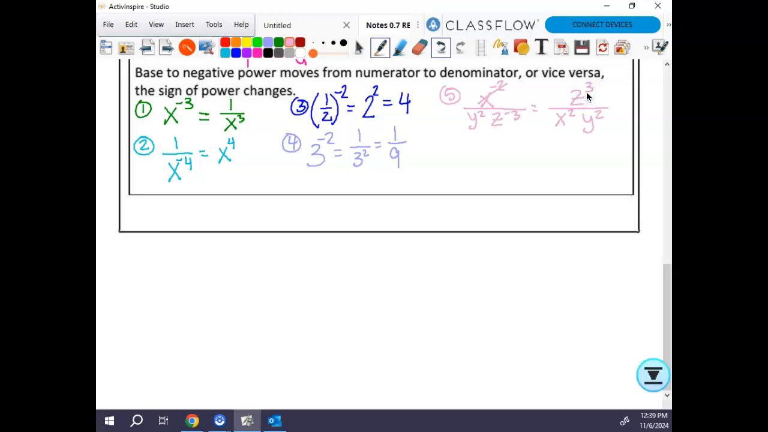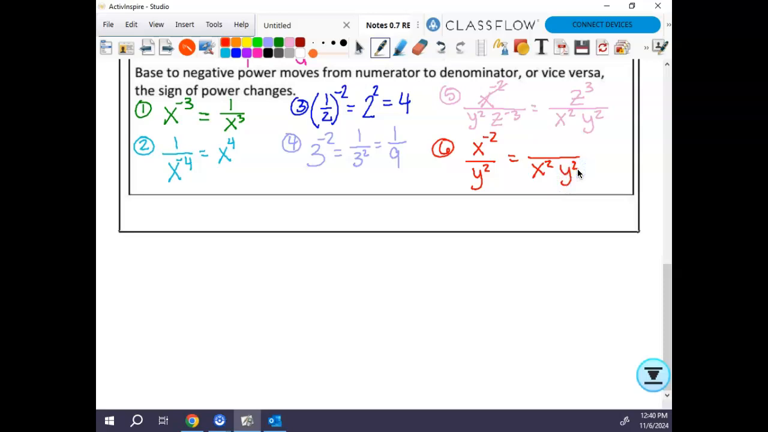Okay. Any questions about that? We're all good on that one? Okay. So then, one more. Let's say I have x to the negative 2 power over y squared. Okay? So again, I'm going to start by putting my fraction bar. That x to the negative 2 moves to the denominator, and it's just x squared. Y squared stays down there.